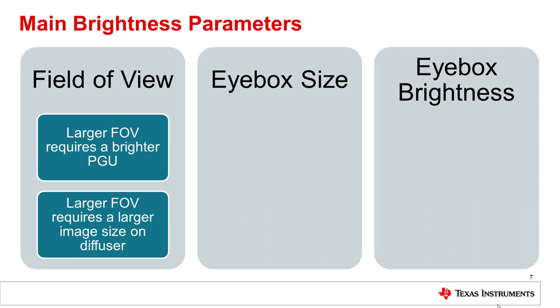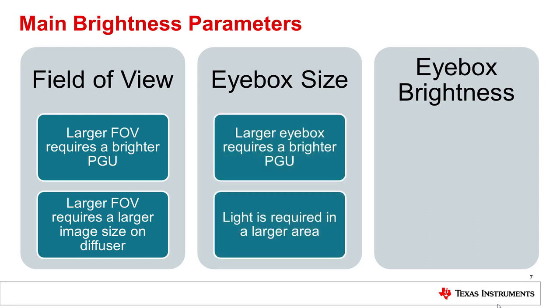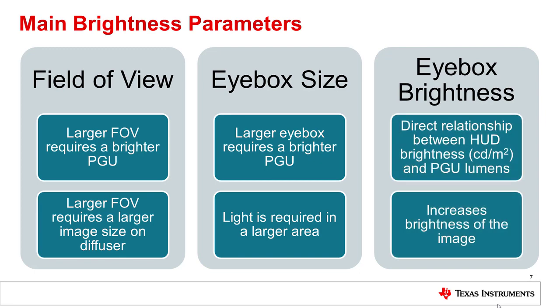Increasing the field of view increases the size of the image, so it requires more light. Increasing the size of the eye box requires light to be spread in a larger viewing area for the driver. Increasing the eye box brightness will increase the maximum apparent brightness of the image. Maintaining the same image brightness for a larger eye box or larger field of view requires more lumens from the projector. In an AR HUD design, FOV, eye box size, and eye box brightness are all used as system parameters to determine the lumen requirement from the DLP projector.